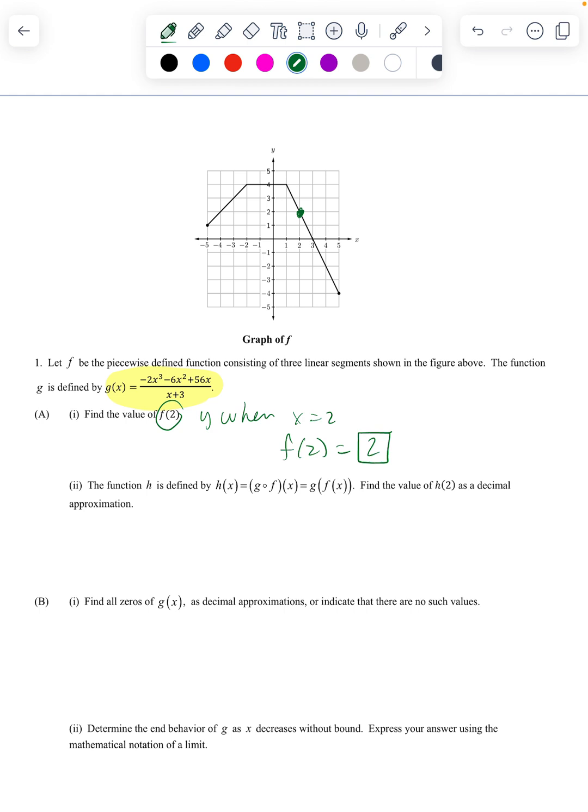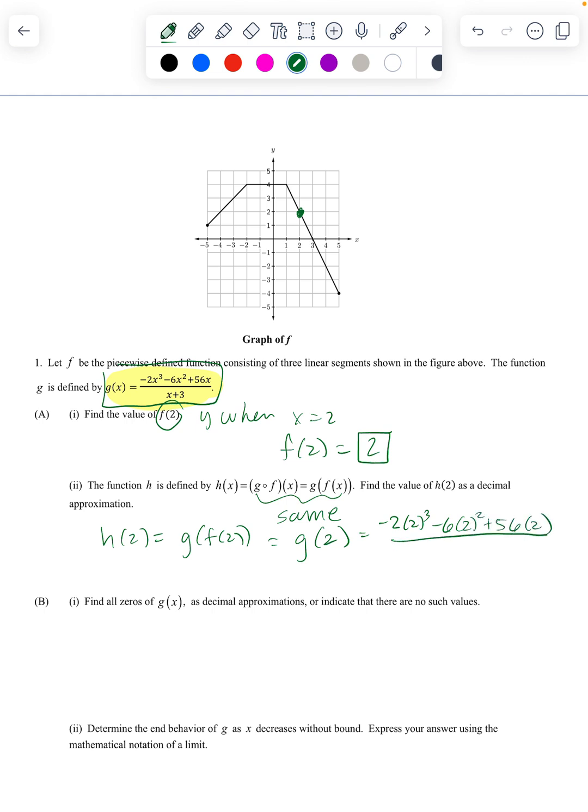Here it says h is defined by g of f of x. These two are just different notation for the same thing. So to find the value of h of 2, I'm going to be finding the value of g of f of 2. Well, from up above, I know that f of 2 also happens to be 2. So I'm looking for g of 2. So they defined function g here, and I'm going to go ahead and plug 2 in to that equation.